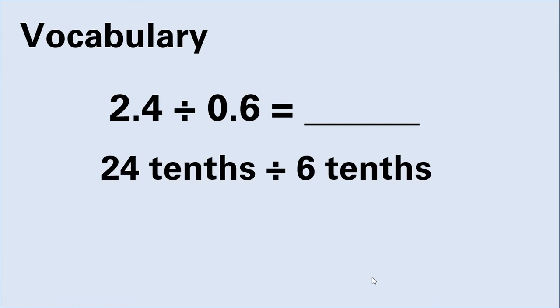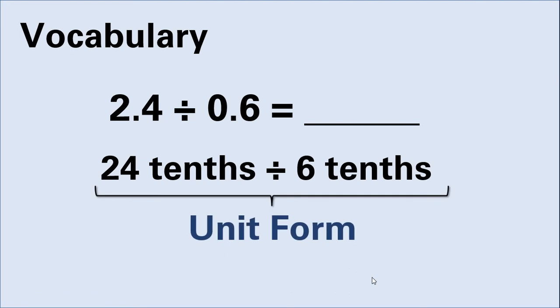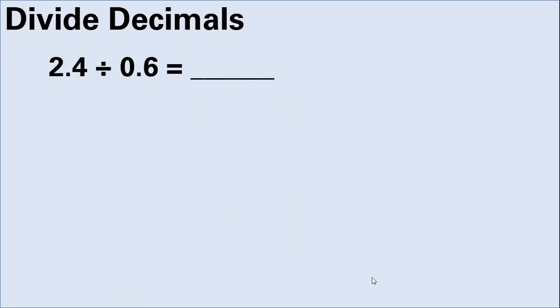Just like multiplication, we can rewrite both of these numbers, the dividend and the divisor, in unit form. This is where we write the digits and the place value that the last digit is in. We're going to be using unit form to help us divide. So let's start by dividing 2 and 4 tenths divided by 6 tenths.